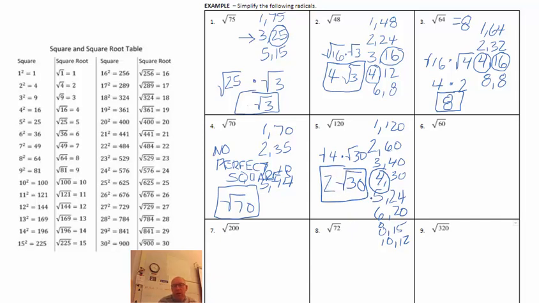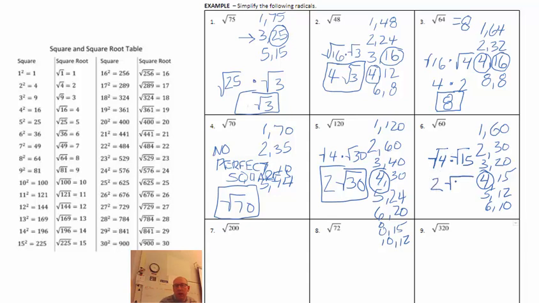Pause the video here, complete problems 6 through 9, and then come back and double check your answers. So I have my factor list here for 60. The only perfect square factor we have is that 4 there again. So we have square root of 4 times the square root of 15. Square root of 4 is a perfect square as 2. Square root of 15 is not a perfect square, so it stays as 2 square root of 15.